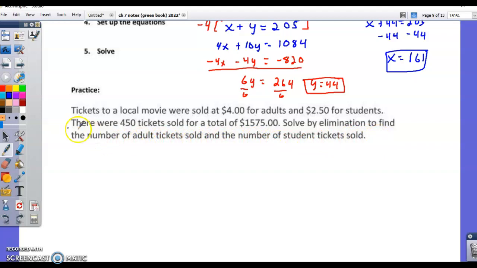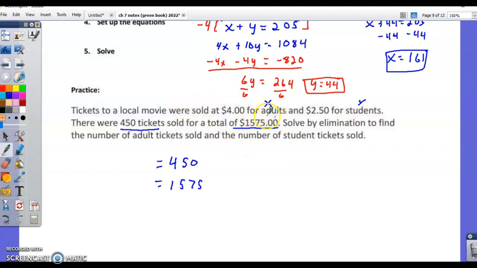So we're looking for our two totals. In this case, it's just the total amount of tickets and the total amount of money sold. So we have 450 tickets, and 1,575 is our money total. So now we have to set up our variables. Our variables on this are adult tickets and student tickets. So again, you can call this A and S, or X and Y, whatever is easiest for you. I'm going to use X and Y, again, because it's something you're familiar with.